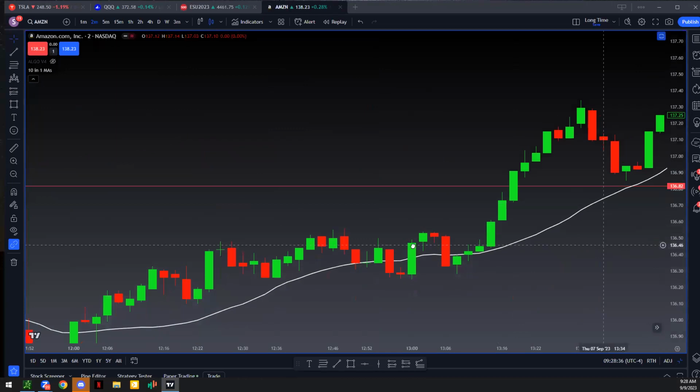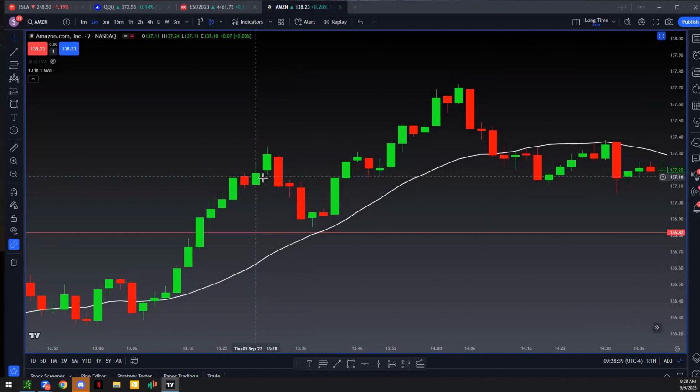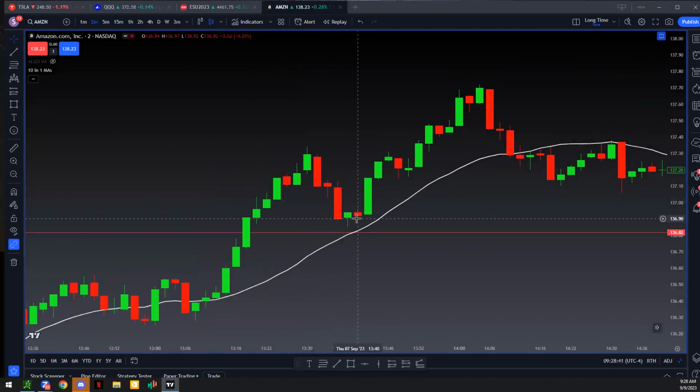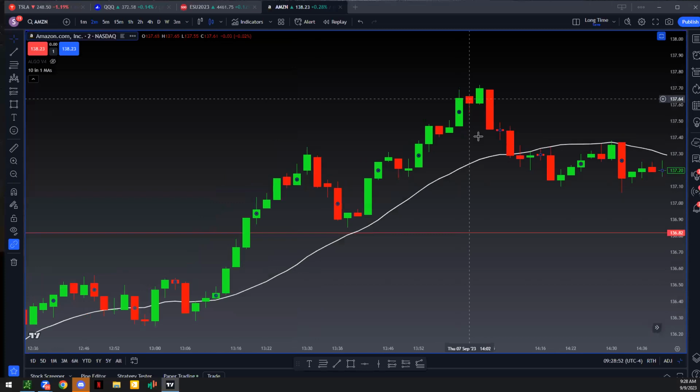I'm looking at one, and when you start to see these things, you just be like, wow. This was Thursday, September 7th. So we had a nice, this is a 2-minute chart, nice pullback. Green took out red, and it was off to the races on Amazon. This would have been some nice option contract, more money right there.